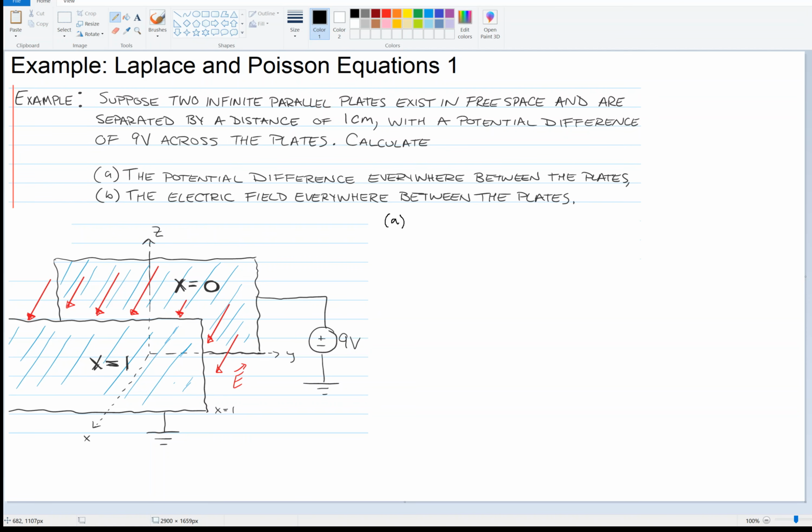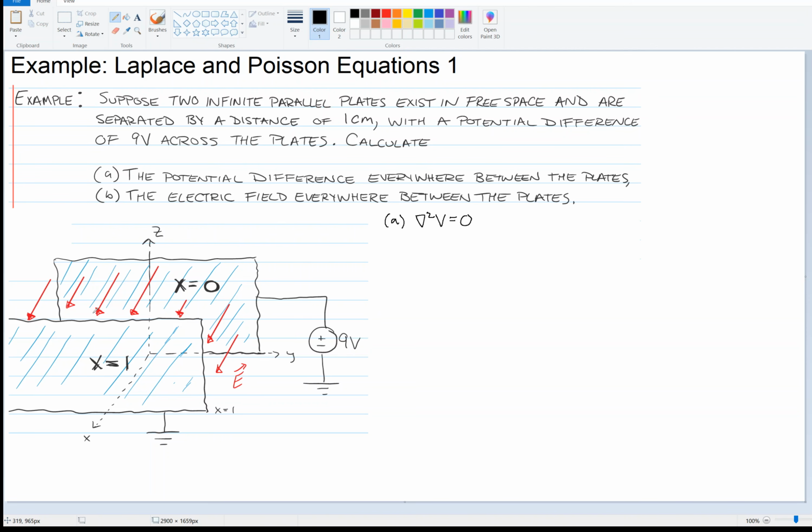So we need Laplace's equation, because we're in free space and there are no charges in between our plates. So we're told free space, and we're not told anything about charges there, so we can assume that we need Laplace's equation here. Now also, there is no variation in the y or z direction.